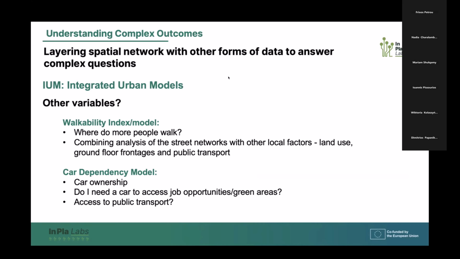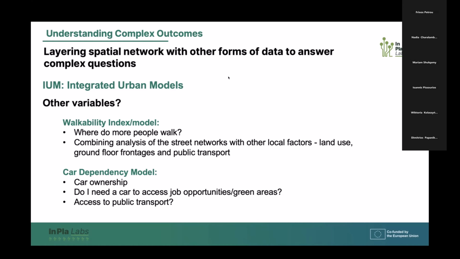This could happen by combining analysis of the street networks with other local factors, such as the land use layer, the ground floor frontages, and public transport. In order to look at the interaction between different variables in cities, we work up more sophisticated space syntax models, which take into account other factors when looking at walkability, or for example another aspect, the car dependency model. For example, the walkability index analyzes the families of land use that can be accessed within a 15-minute walk of every street. Note that the time here is not just the number of turns. A higher score indicates more families of use within 15 minutes and more walkable streets.